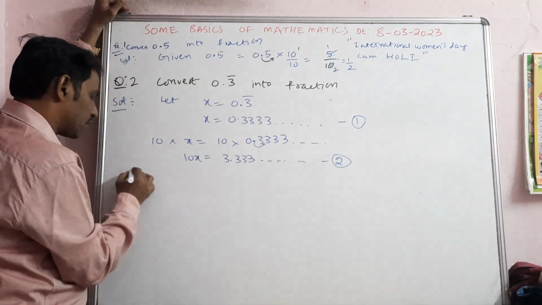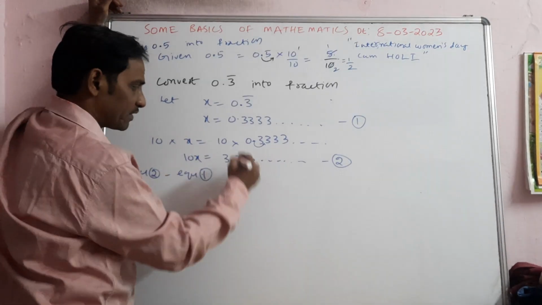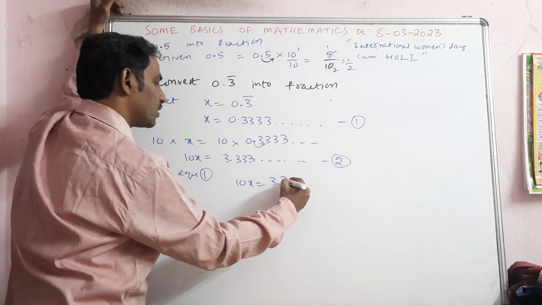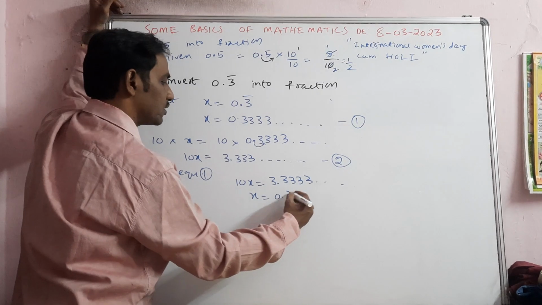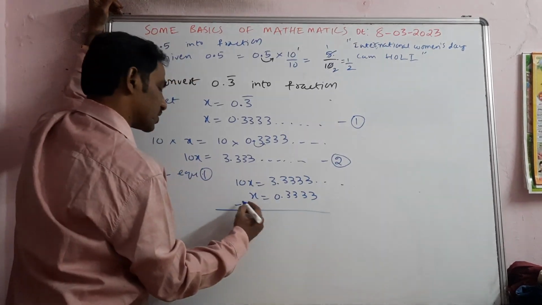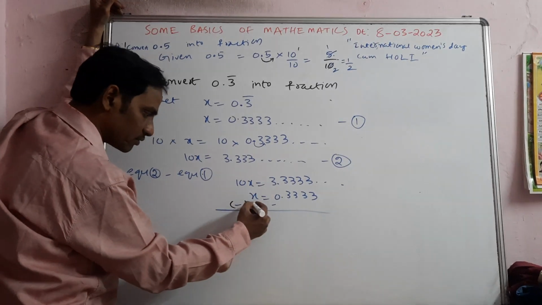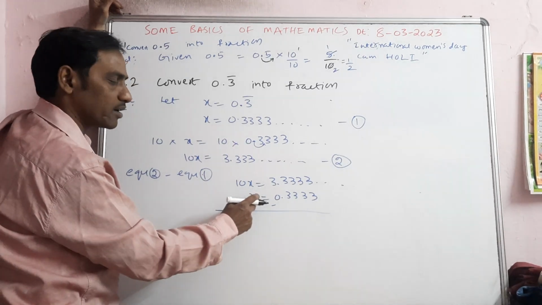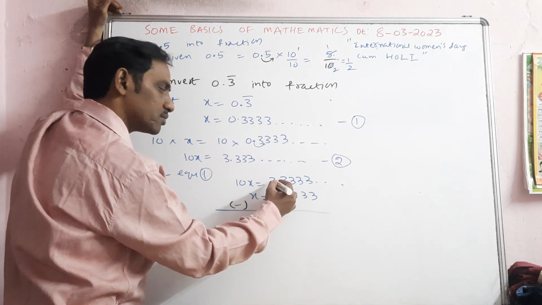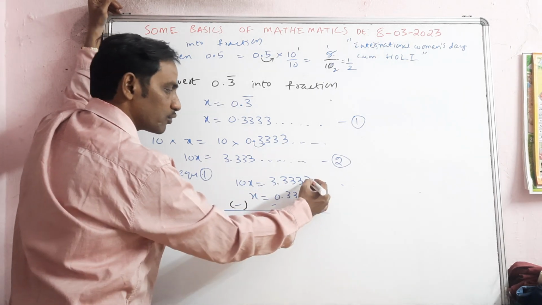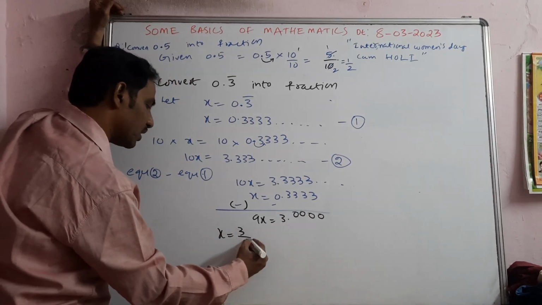Now equation 2 minus equation 1 we have to write. Equation 2 is 10x = 3.333, and equation 1 is x = 0.3333. Now you do the subtraction. So 10x minus x is 9x. And 3.333 minus 0.333: 3 minus 3 is 0, the rest all zeros. So you get 3.0. It means that 9x = 3.